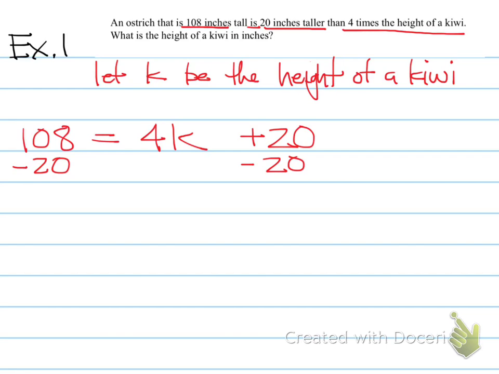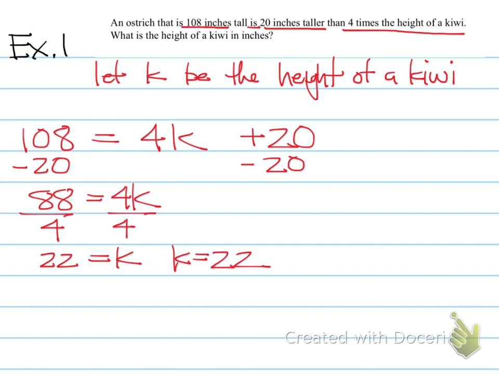Once we have our equation set up, we want to solve for K by subtracting 20 from both sides. We get 88 equals 4K. Divide both sides by 4. K equals 22. So the height of the kiwi is 22 inches.